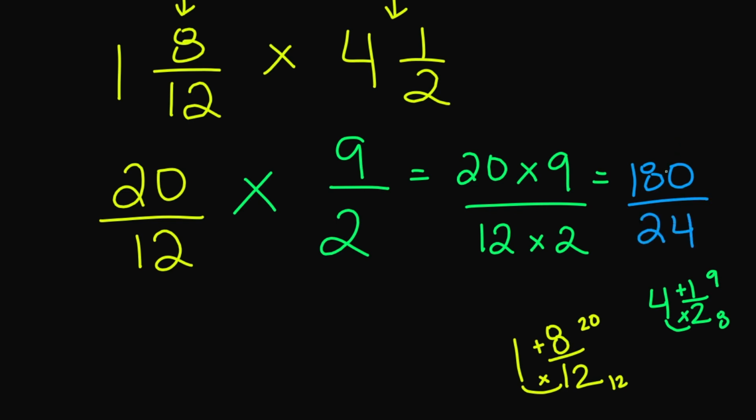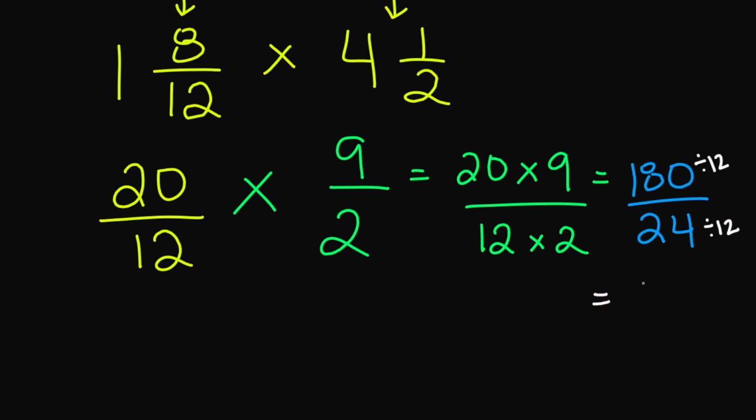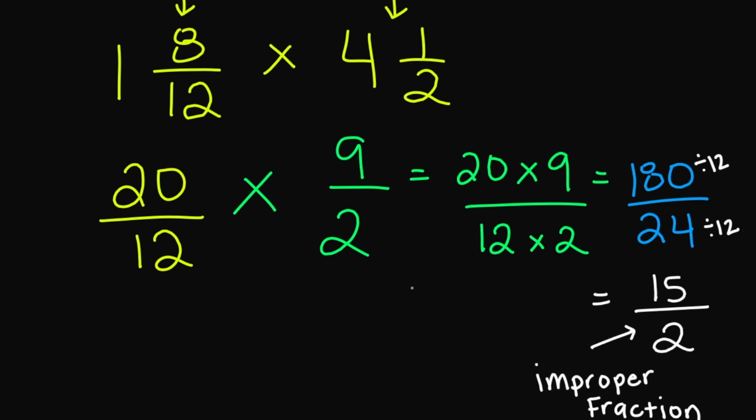I can simplify my 180 over 24 because 12 goes into 180 and 12 goes into 24. 12 goes into 180 15 times, and then 12 goes into 24 2 times. So I am left with 15 over 2. Remember, this is an example of an improper fraction. So let's go ahead and turn this back into a mixed number.